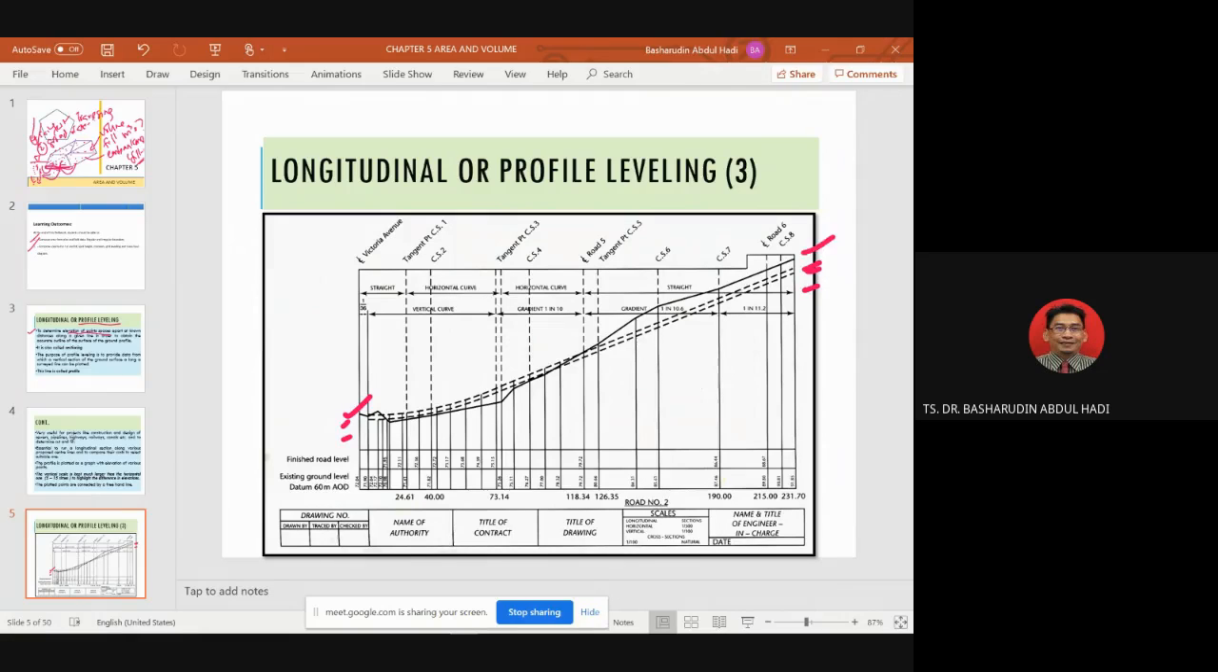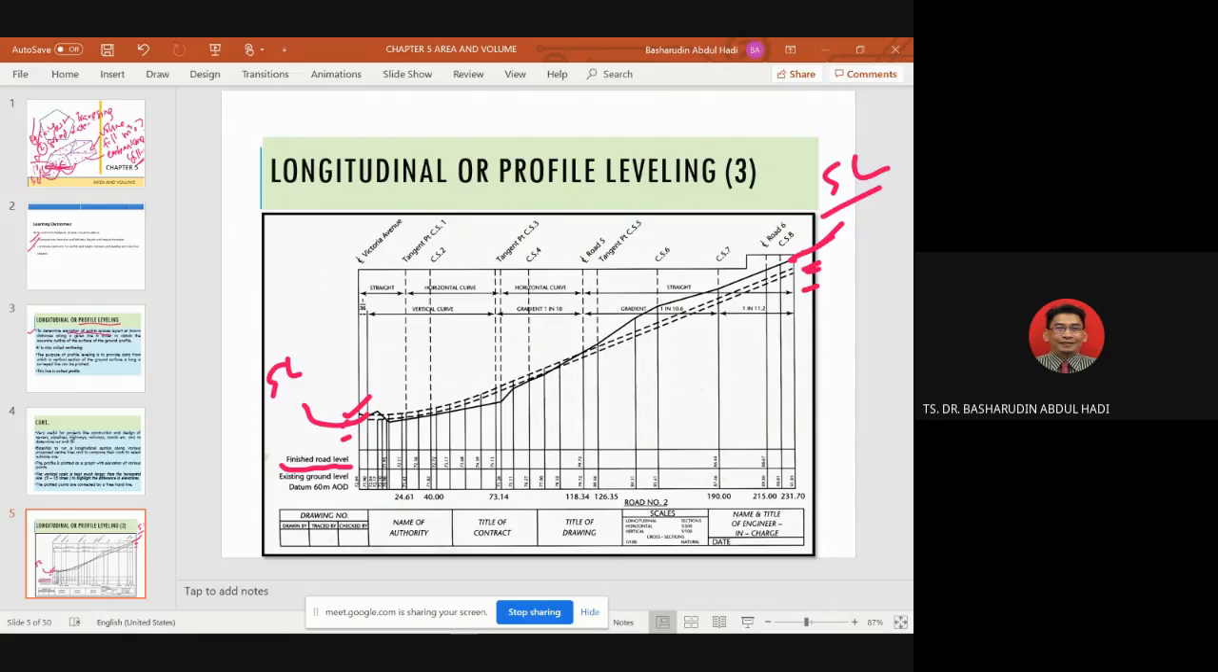and one straight line on top. This one straight line. So you look at this, we call it an example, the drawing. Okay, so this one is the finished road level.